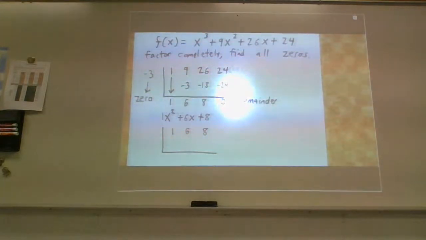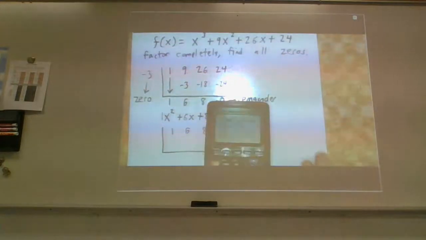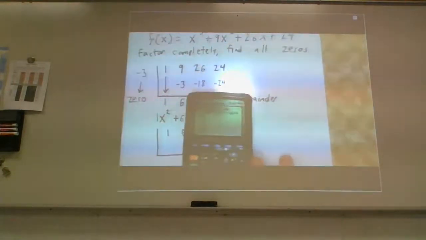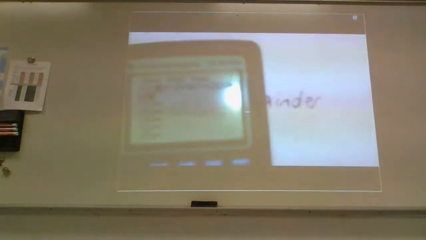Anyway. But I'm going to do this synthetic division again. So now here's what I got to do. All right. Let me get rid of this, and this. There we go. So here is what you would have typed in originally. Zooming in. Here's what you would have typed in originally.